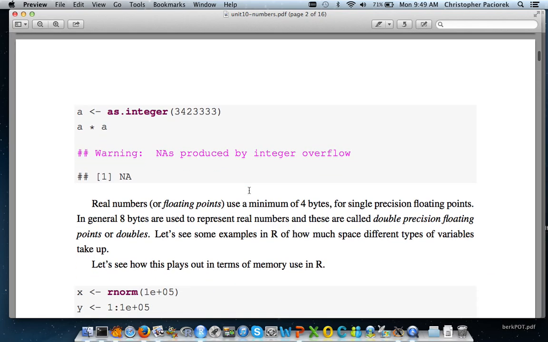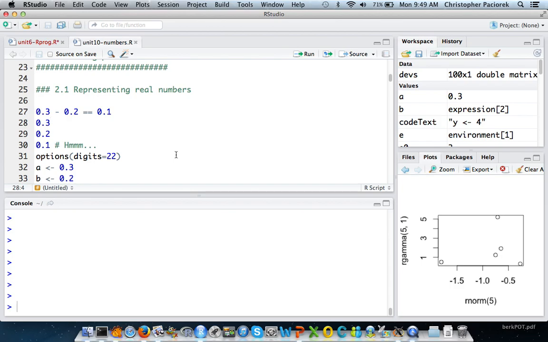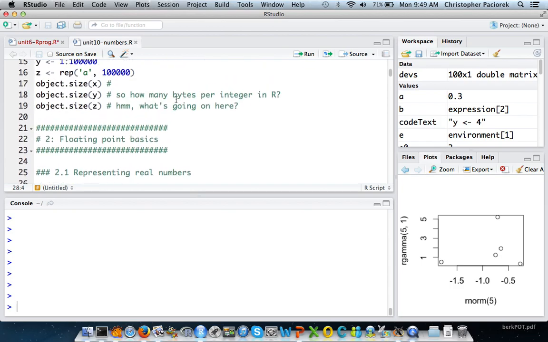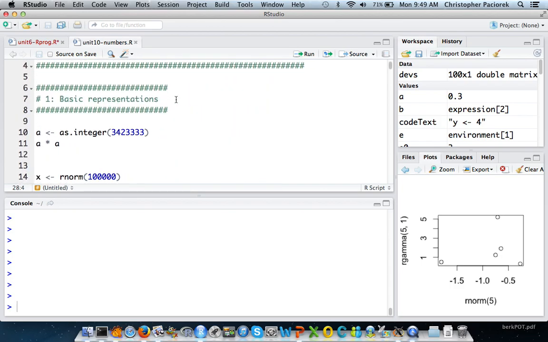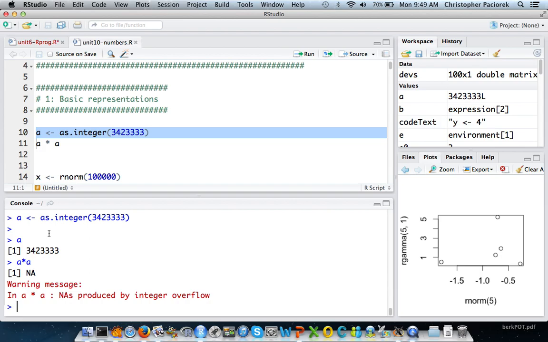Okay, so we can already start to see that there are going to be implications of this when we actually use software. So let's see just a basic example of that in R. I'm going to create an integer a by enforcing that it be an integer and not a decimal value. Okay, so here's a. And now if I try to multiply a by itself, all of a sudden I can't do it.